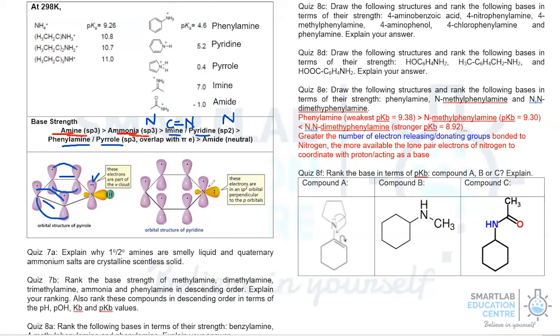And in the case of pyridine, despite the fact that the nitrogen is sp2, the lone pair electrons do not overlap with the delocalized pi electrons in the benzene ring. Hence, pyridine becomes a stronger base than pyrrole or phenylamine. Finally, amide is neutral, so hence it is the weakest base.